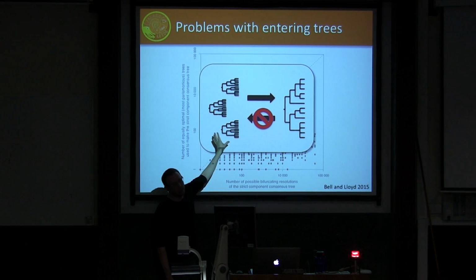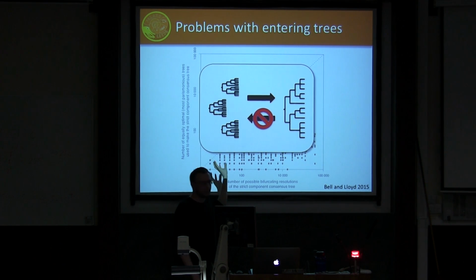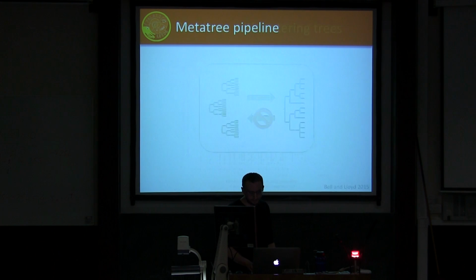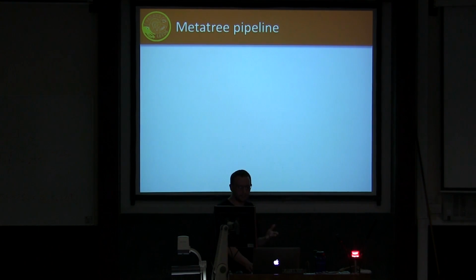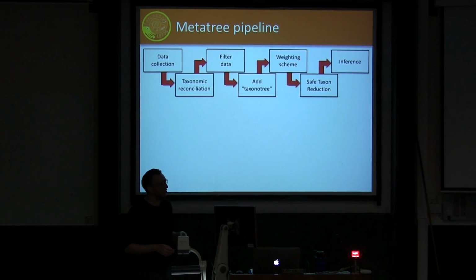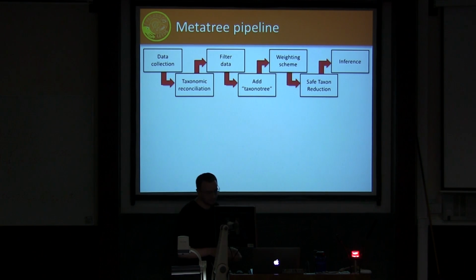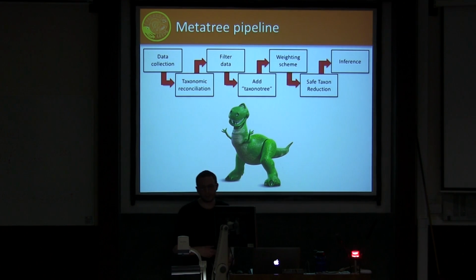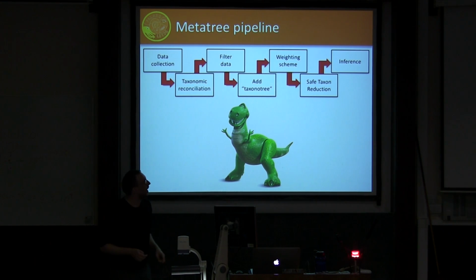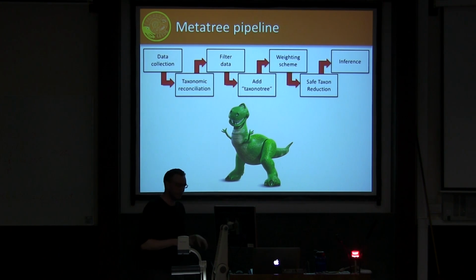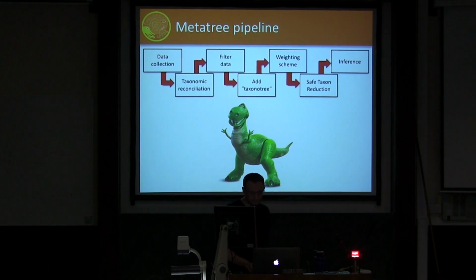So the Metatree pipeline allows you to retain your original set of optimal topologies. My Metatree pipeline looks something like this. Don't worry about reading everything right now. I'm going to go through all of these boxes, and I'm going to use dinosaurs as the example to explain them, because that's basically the tree I'm going to use in the next two parts of the talk.